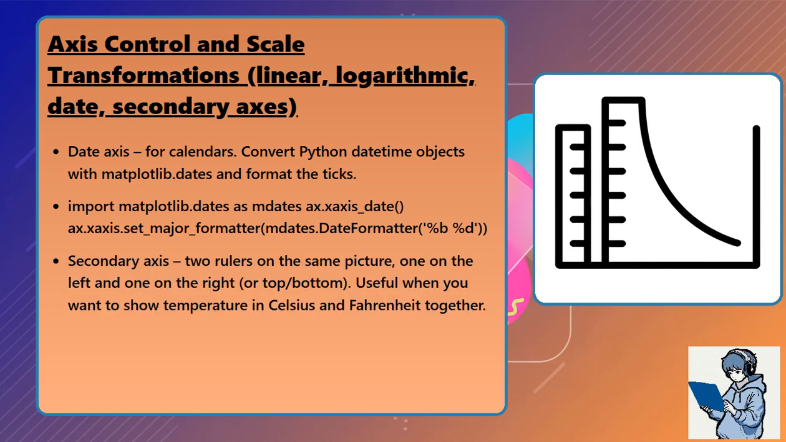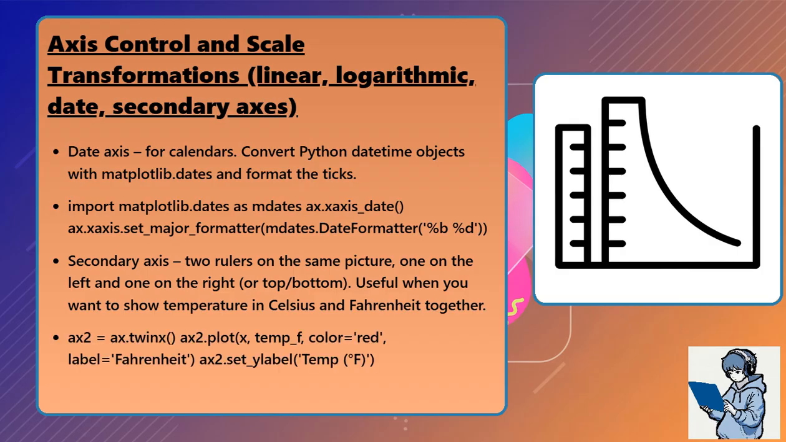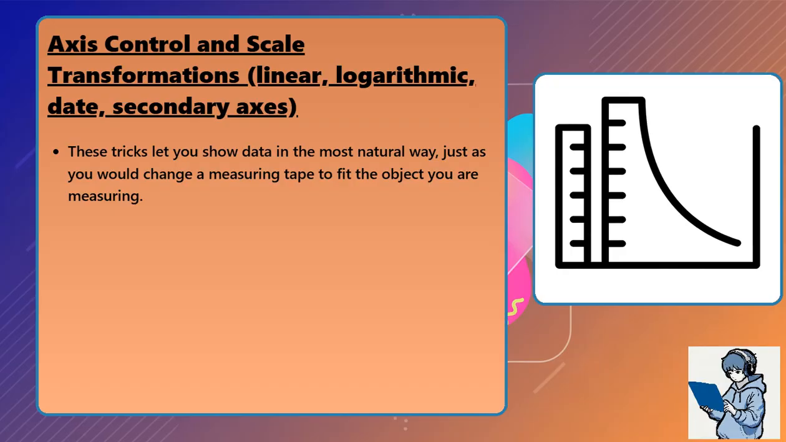Secondary axis, 2 rulers on the same picture, one on the left and one on the right, or top and bottom. Useful when you want to show temperature in Celsius and Fahrenheit together. ax2 = ax.twinx(), ax2.plot(x, temp_f, color='red', label='Fahrenheit'), ax2.set_ylabel('Temp (degrees Fahrenheit)'). These tricks let you show data in the most natural way, just as you would change a measuring tape to fit the object you are measuring.